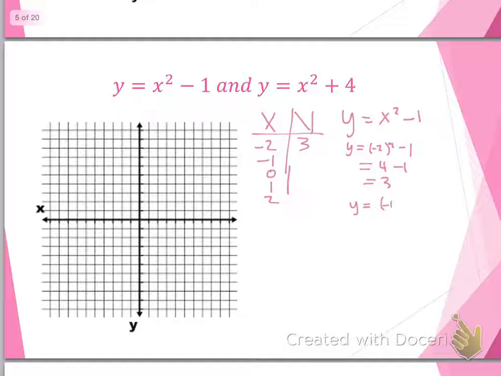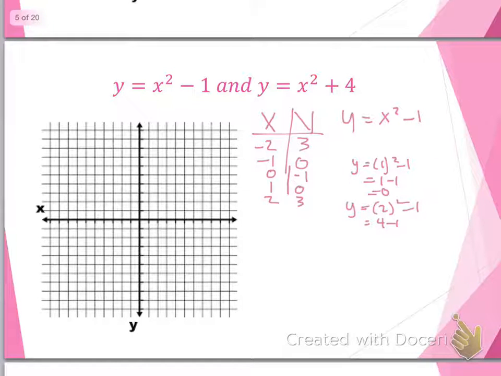Y equals (-1) squared minus 1. -1 squared is 1. 1 minus 1 is 0. When I plug in 0, I got y equals 0 squared minus 1. 0 squared is 0. 0 minus 1. We got -1. I'm going to erase this so I can do the next set. So y equals 1 squared minus 1. 1 squared is 1. 1 minus 1 is 0. And my last one, I got 2 squared, which is 4. 4 minus 1, which is 3.